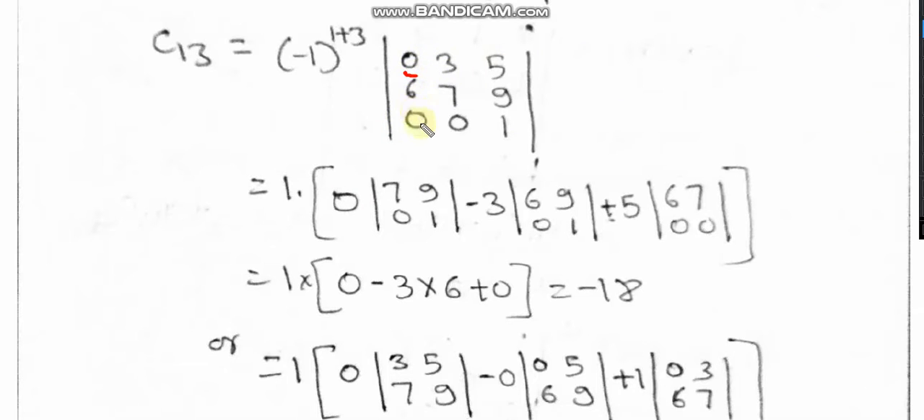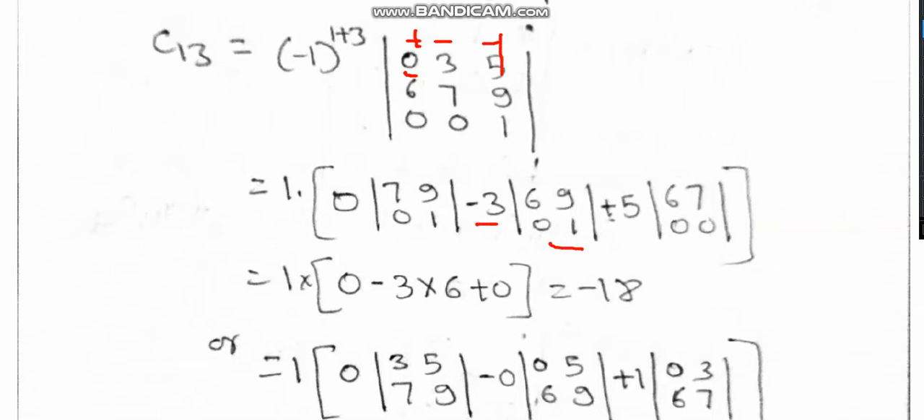Leaving this column and this row, I'll have 7901, and this is plus, this is minus, this is plus, so minus 3, and 6901. Leaving this column, I'll have this value. And for 5, leaving this column and this row, I'll have 6700. You can observe here, one of the rows is 0, so the determinant will be 0, and here it is 6, and here it is 7. So 0 minus 3 into 6 plus 0, you are getting minus 18.